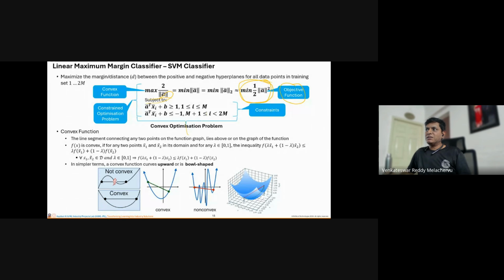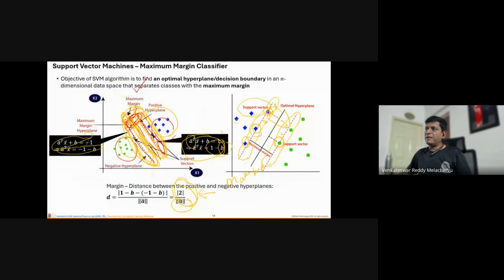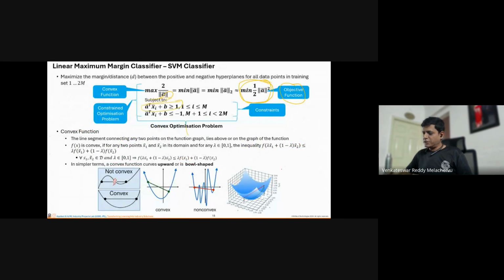What are those constraints? These are the linear transformations, 2 lines, 2 hyperplanes. One should be greater than or equal to 1 for data values 1 to m. So we said here, one side is 1 to m, the other side is m to 2m, right? So subject to, this is the class 1 support vector hyperplane representation, and this is the class 2 support vector line or hyperplane, right?